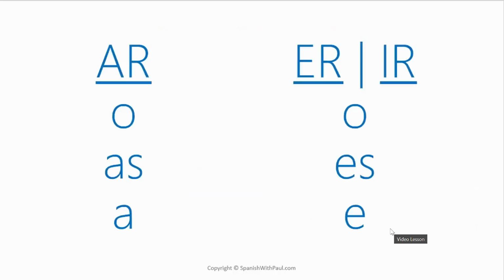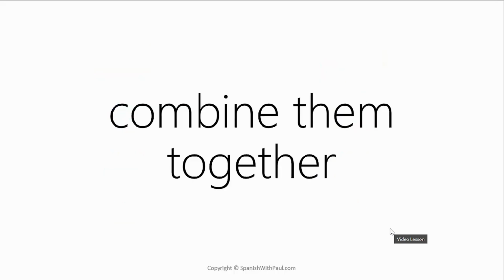So you can see that we have two main sides. If the verb is ending in AR, these are your options. In both cases, it's O for I, and then we have AS and A. But when you go to verbs that end in either ER or IR, it changes to an ES and an E. So this is the main difference that you have to be aware of when you're conjugating regular verbs in the present tense. My intention now is to try to combine both of these sides together.